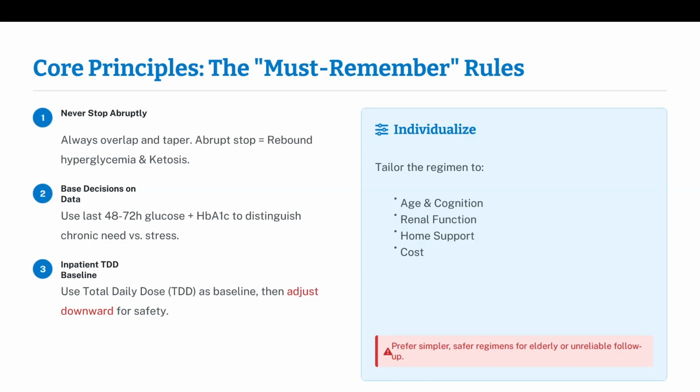Base decisions on the data. Use the last 48 to 72 hours of glucose and the insulin requirement plus the HbA1c to distinguish the chronic need versus stress. The inpatient total daily dose, use this as a baseline, then adjust downward for safety to prevent hypoglycemia at home. Individualize, tailor the regimen to the age of the patient, the cognition, the renal function, home support, and the cost of the insulin therapy. Always prefer simpler, safer regimens for elderly and unreliable to follow up patients.